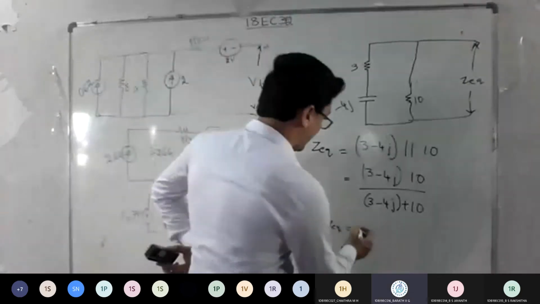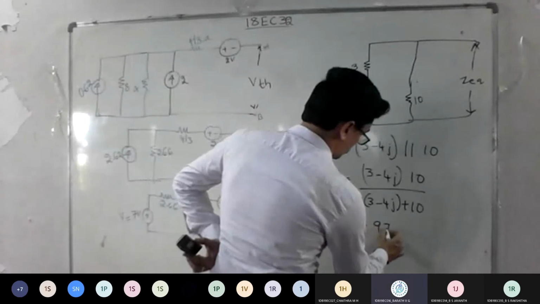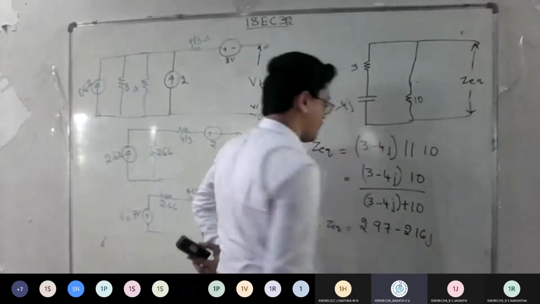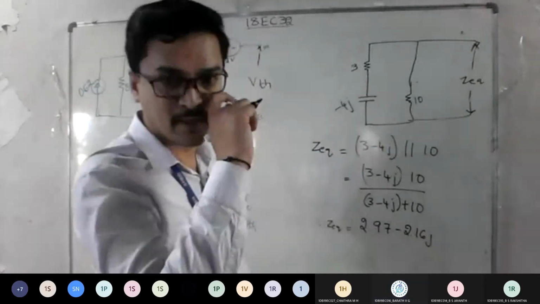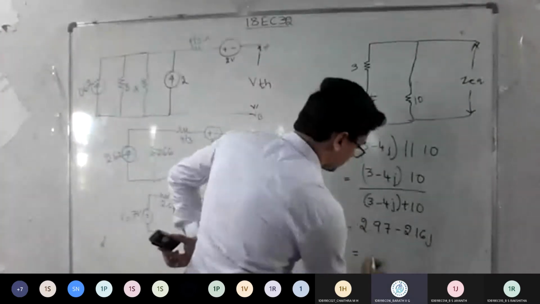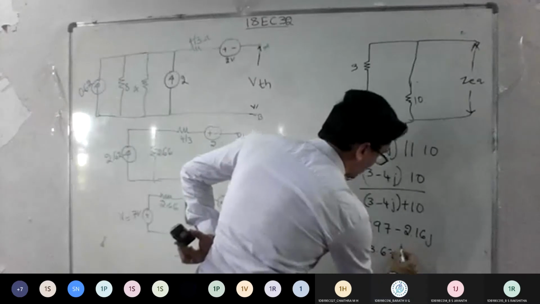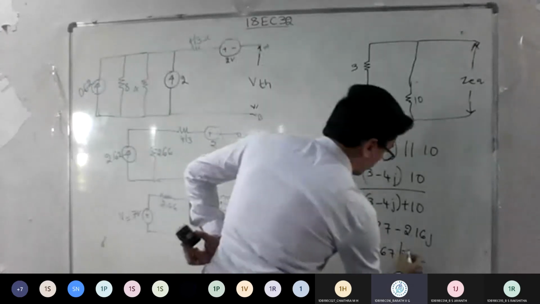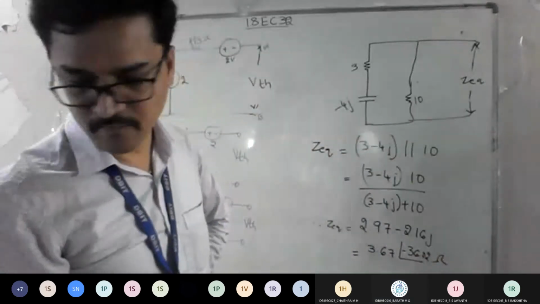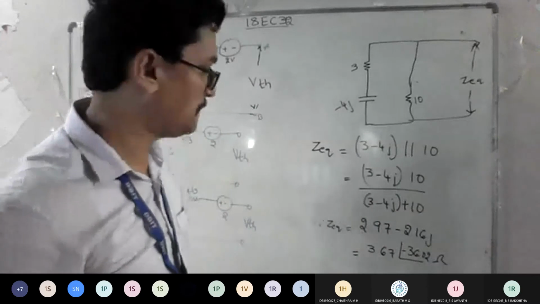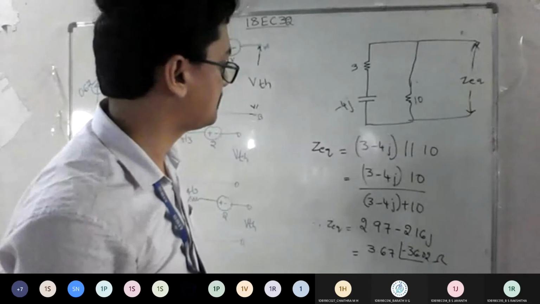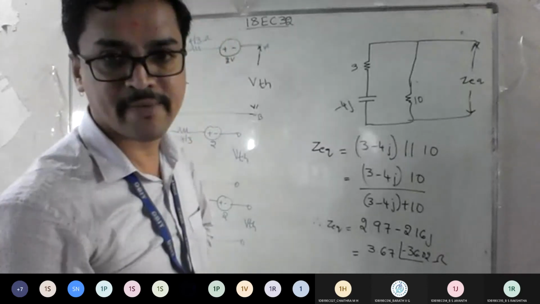2.97 minus 2.16J. So this is in rectangular form. Can it be in polar form? Because the values of the voltages are in polar form. How much? 3.67 at an angle minus 36.02, sir. Okay, so write it in polar form. Everyone got the same answer? Is it fine till here? Z equivalent, everyone got the same answer?